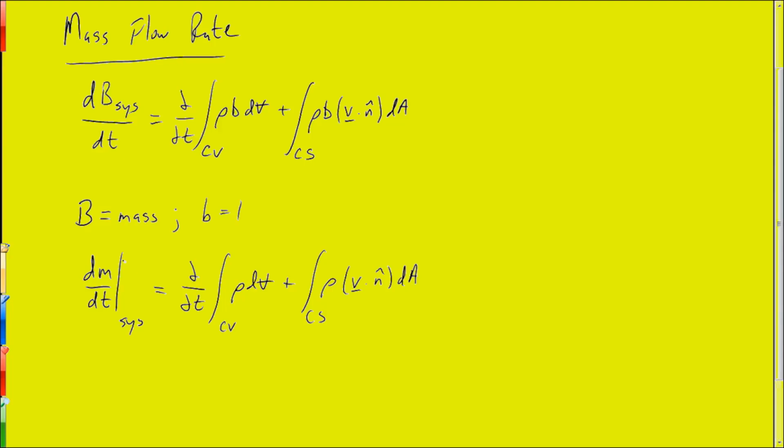Now, for a control system, by definition, we're following a certain set of particles, and therefore the change in mass of the total system over time is going to be equal to 0, and we call that the conservation of mass.